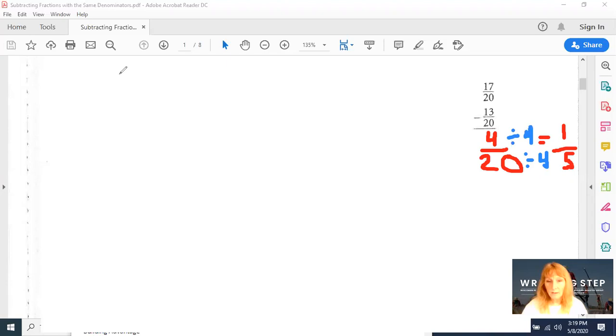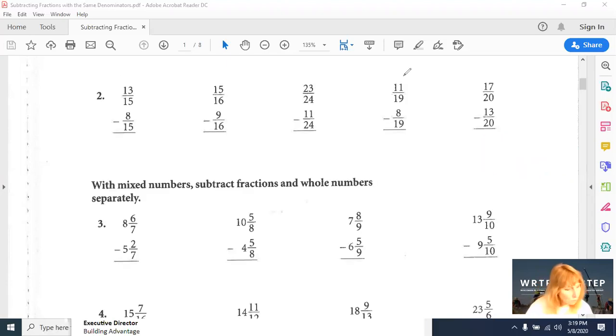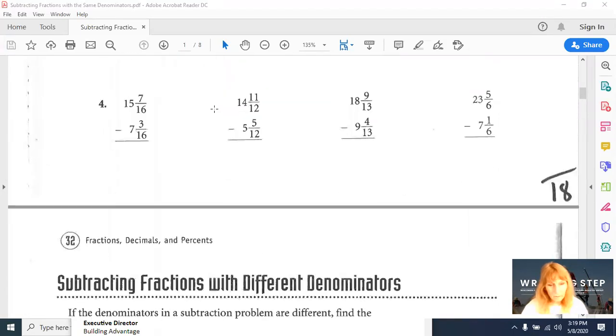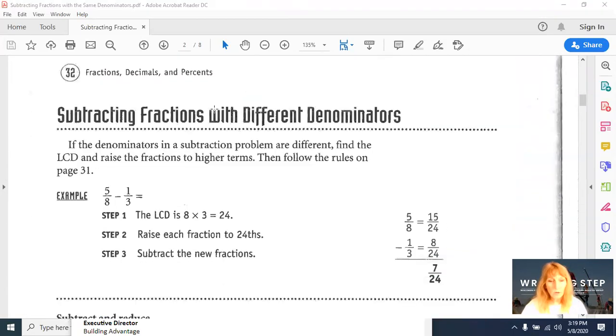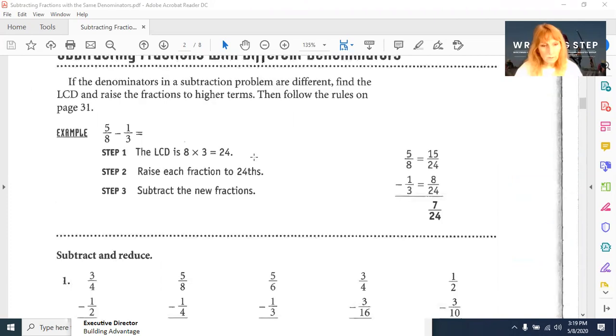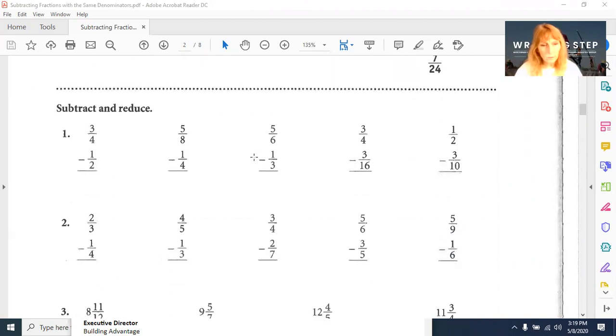Okay, let's move on a little bit here. Let's go on to page 32, row 1. Right here, subtracting fractions with different denominators. So I'll put myself back in this corner. So starting with subtracting, we first ask ourselves, and I'm going to also make a little bit of white space again.